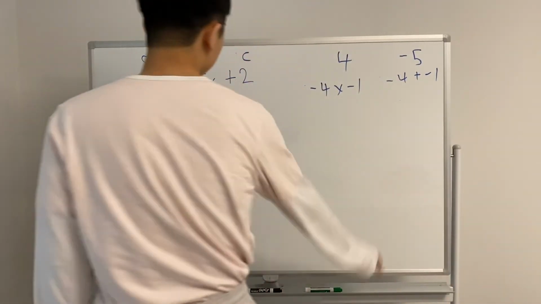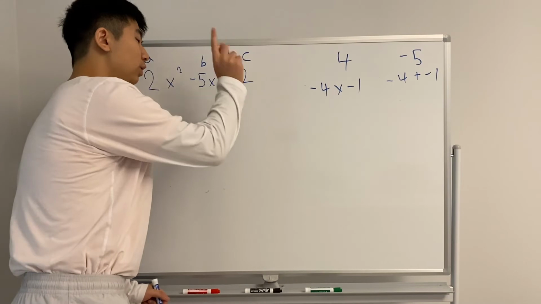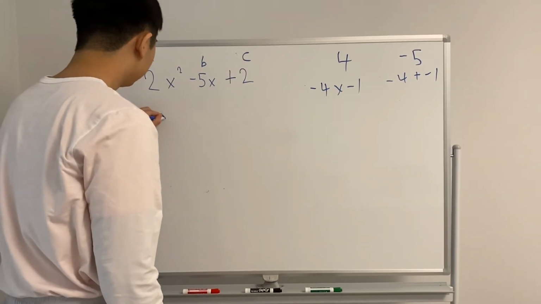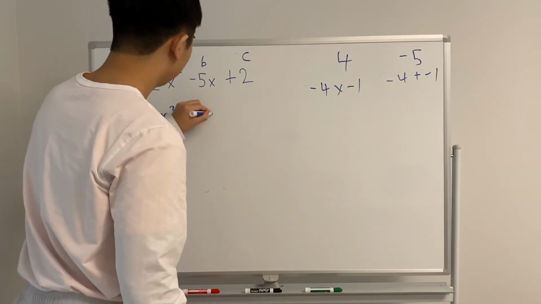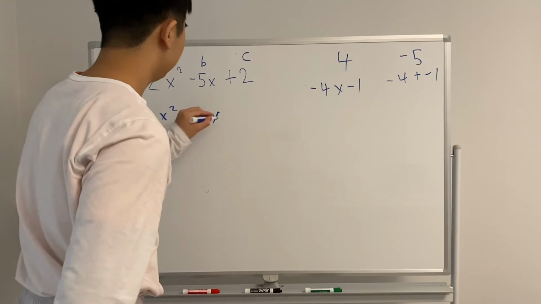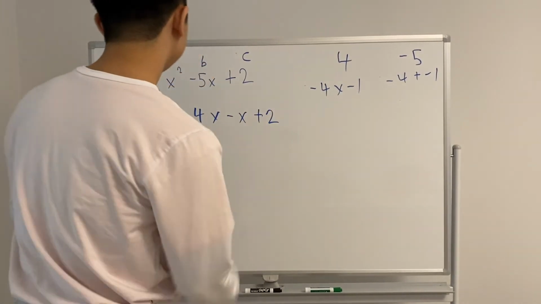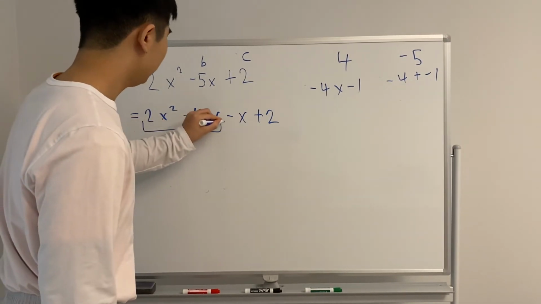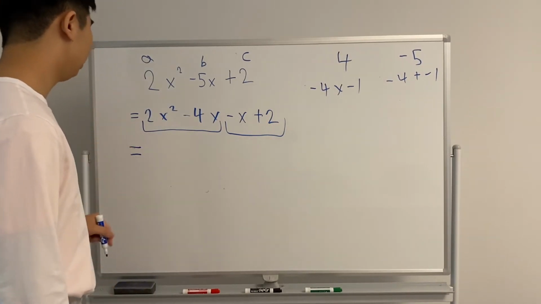So once you have these two numbers, which are negative 4 and negative 1, you take the b value and split it up into those two numbers. So now we have 2x squared minus 4x, and a negative 1 is just the negative x, plus 2. Okay? So once you have this, you factor by grouping. You group these two together and those two together. So now with the common factor here, 2x.